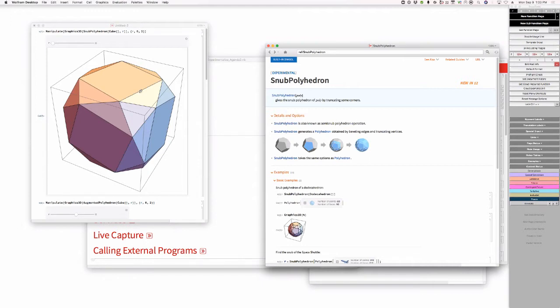Because the way we generate the snub polyhedron is a combination of a sequence of operations. So it may happen that in that corner case, it doesn't work that way.